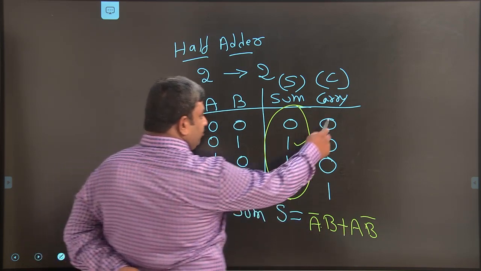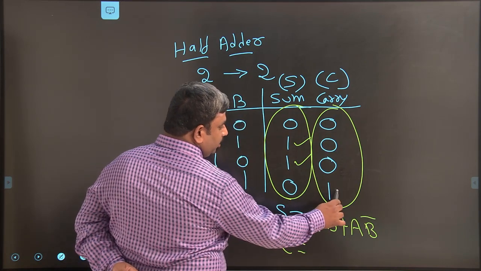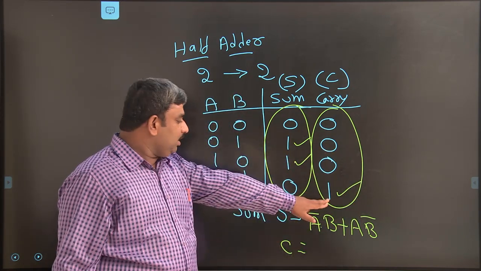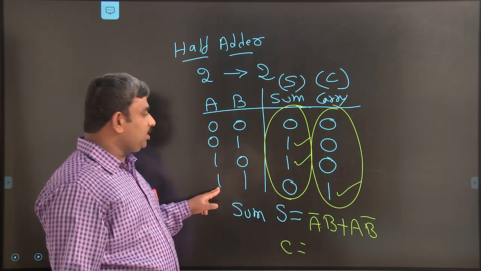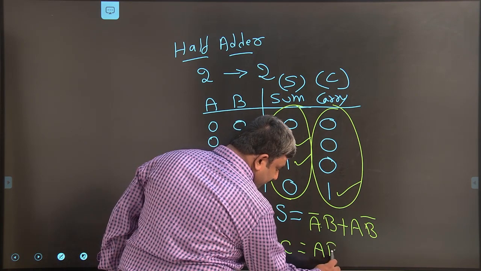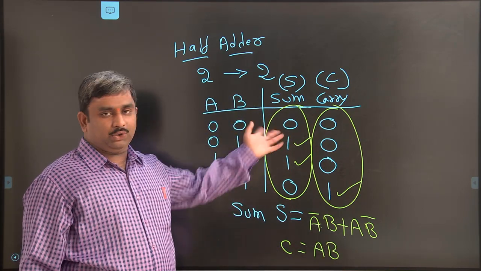And coming to carry, you also have to write down the expression. For carry, there is only one 1 in the output combinations, and that has inputs A is equal to 1, B is equal to 1. So C is equal to AB. It is a very simple thing: how to write a Boolean function from a truth table.